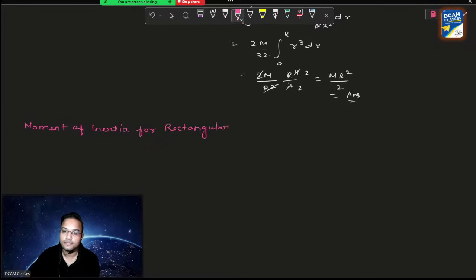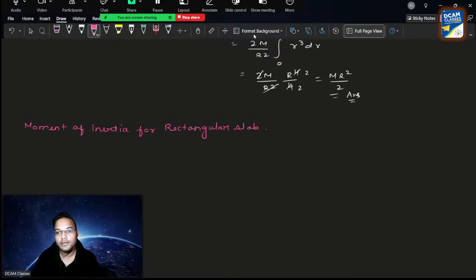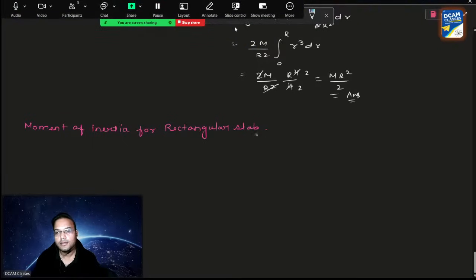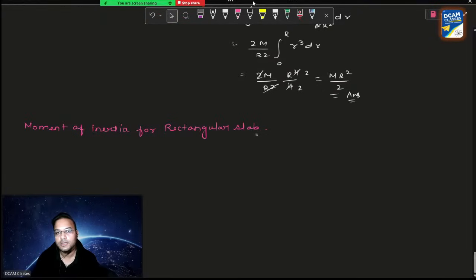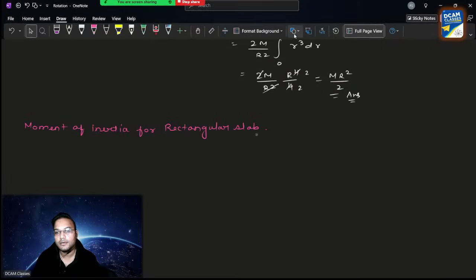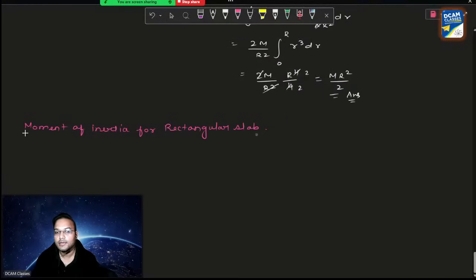A rectangular slab is just a cuboid. Can we break it into rods? Yes, that can be done.